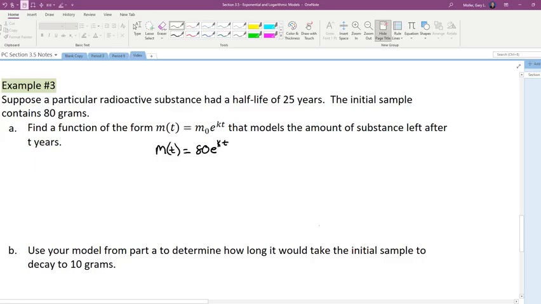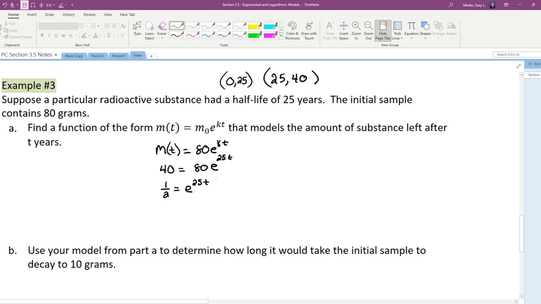So now let's solve for k. So once again, I need another point. I have the point 0, 80, and that's what got me my initial value. But now I also have the point that in 25 years, we're going to have only half. So that would be 40. So I have 40 equals 80 e to the 25k power. I divide by 80, and of course I'm going to get a half because that's how we set it up to work.